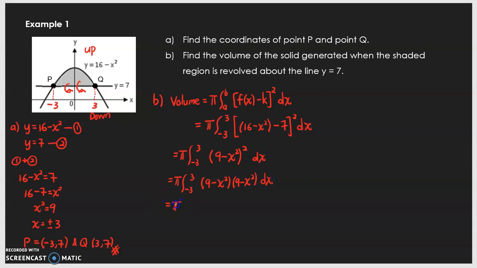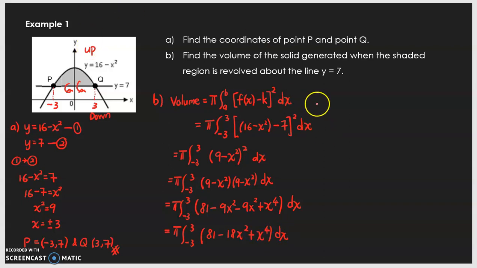So we expand. From here, we should have 9 times 9, 81, minus 9x squared, minus 9x squared, plus x power 4 dx. So I try to simplify before integrating. Negative 3 to positive 3, 81 minus 9 minus 9 is 18x squared, plus x power 4 with respect to x. Now I start to integrate.